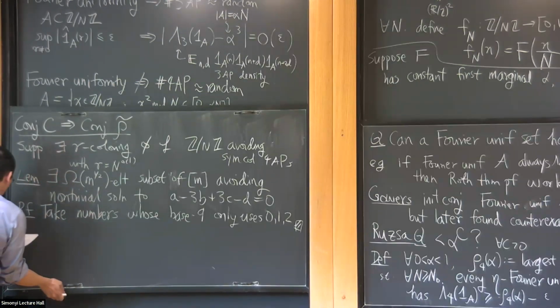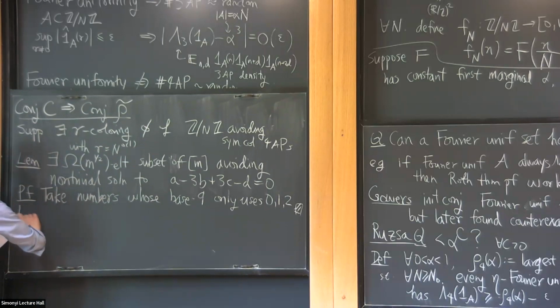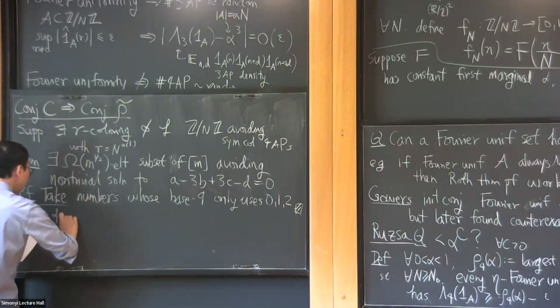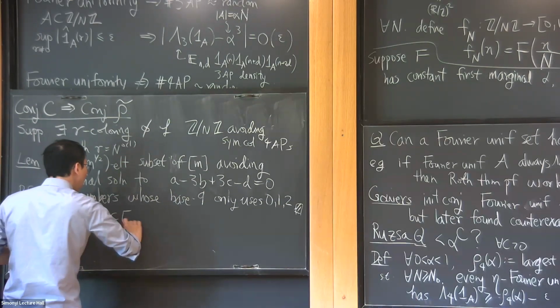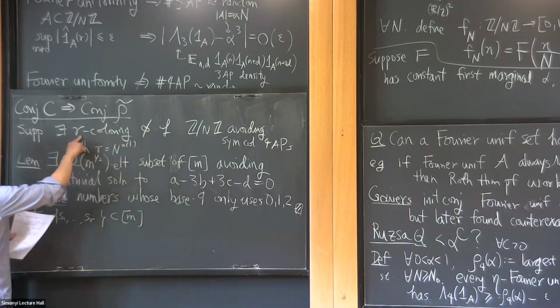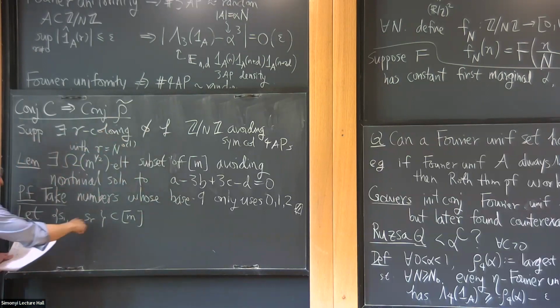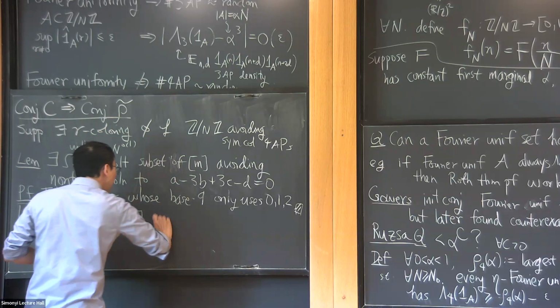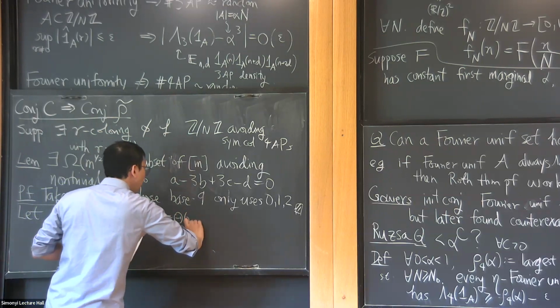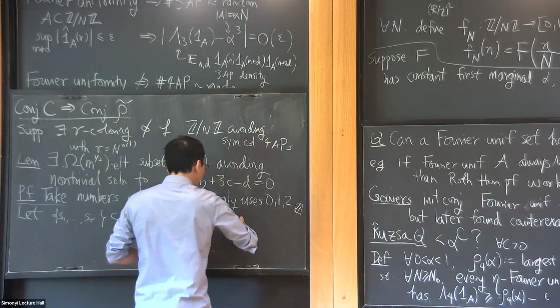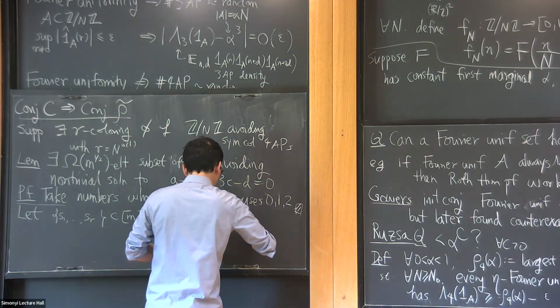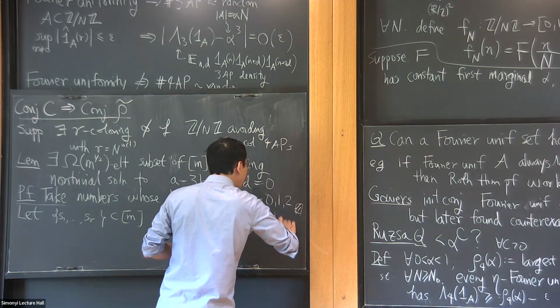So that's the end of the proof. Now let me take a subset S1 through SR of M, where M is roughly on the order of R squared, avoiding solutions to this equation.